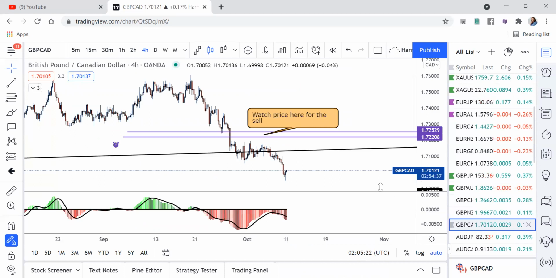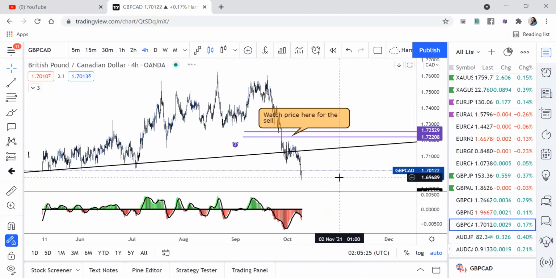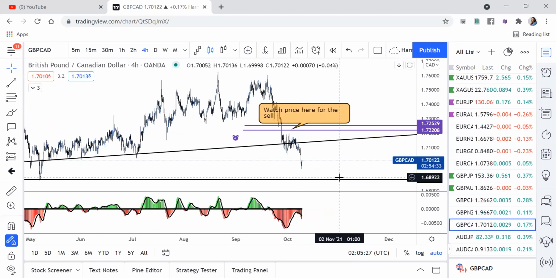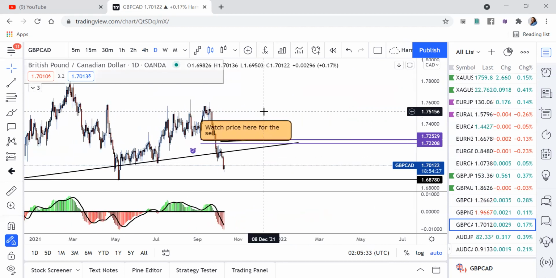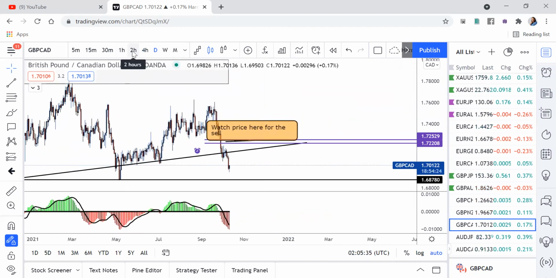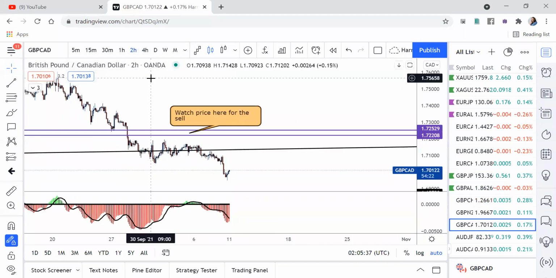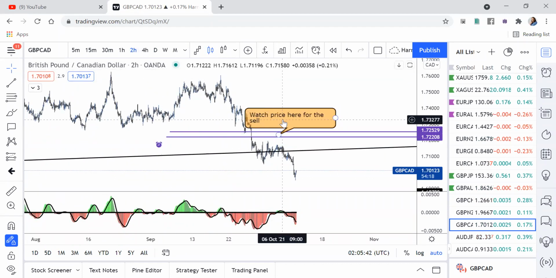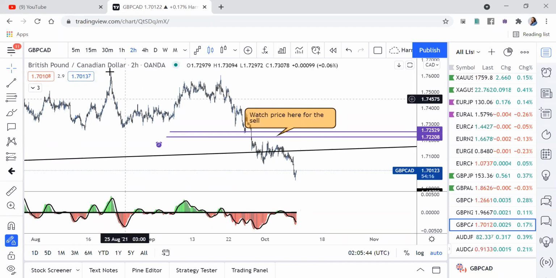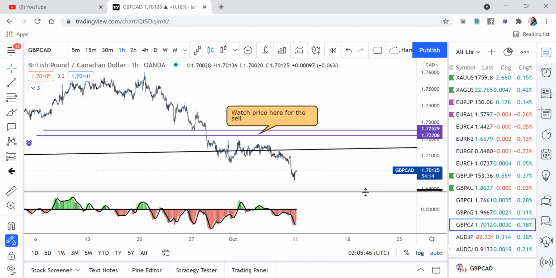The CAD. I honestly would still like to see price coming up to here. I'm not gonna do anything with G CAD either. I'm gonna leave this.